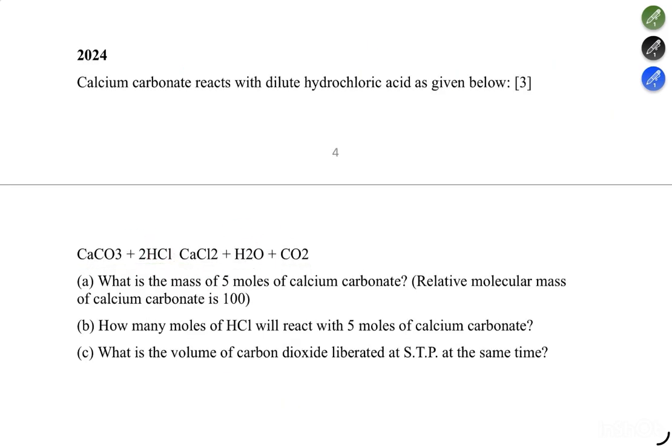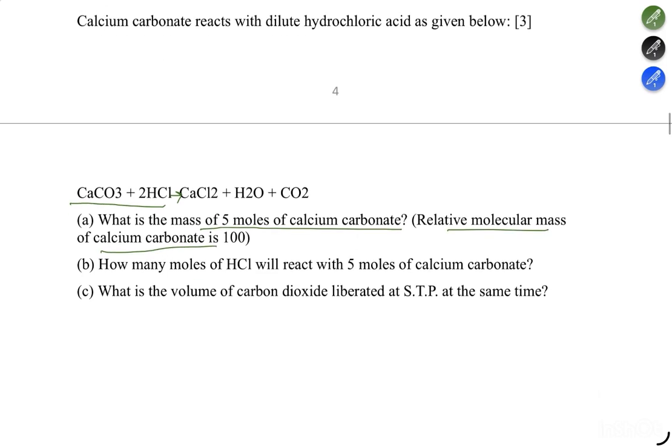Now let's solve the question which came in 2024. Again, you see there is a reaction given and they are asking some questions based on the reaction. Now let's read the question. The first part, they are asking the mass of 5 moles of calcium carbonate, and the calcium carbonate is reacting with HCl and forming calcium chloride, water and CO2. Now this is a very direct question where they are asking the mass of 5 moles calcium carbonate and RMM of this is given. So this is very simple.